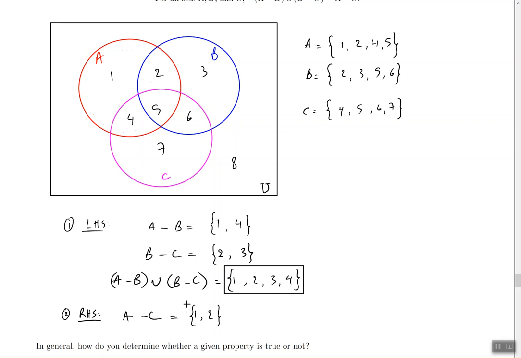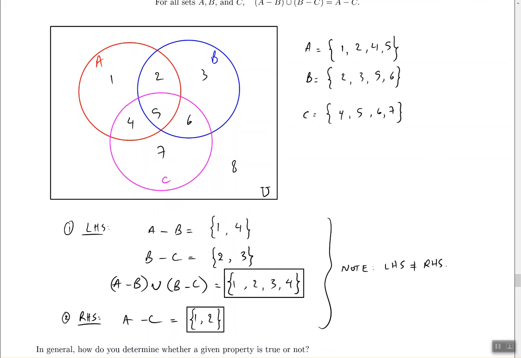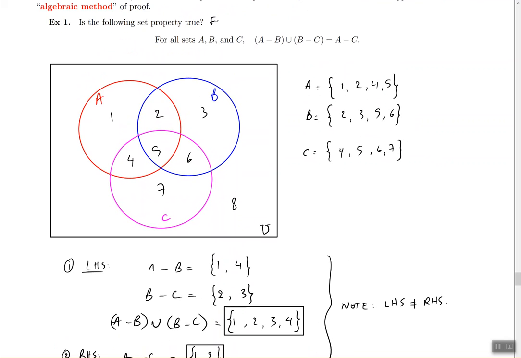And what I want to do right now is point your attention to the fact that these two boxes are not equal. Note that the left-hand side is not equal to the right-hand side. So to summarize, is the statement up here true or false? The answer is it's false. Is the property true? Nope, it is actually false. And this is what we would call a proof by counterexample. And that's the end of the problem.